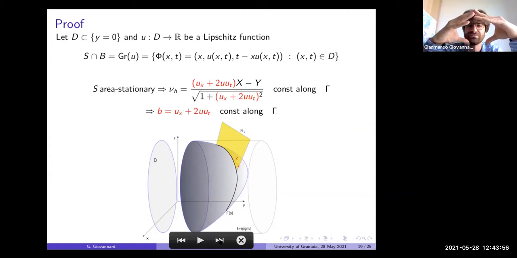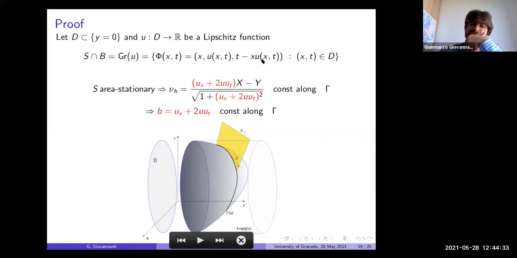We can parameterize our surface in a little neighborhood by a Lipschitz function defined by the function u on D. This is an intrinsic graph because we can go in the y direction, since we have a domain on the xt plane. But if you want to go in the y direction, we have to go also in the t direction, so u appears also in the third term.